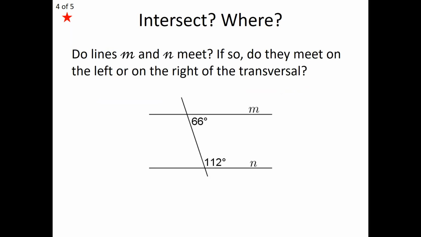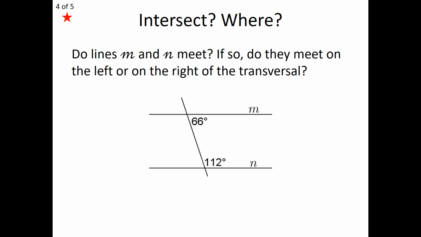Let's take a look at another type of example where we can use our parallel consequences to help us answer these. Actually, in this case, it would be a parallel test. See, the question in this diagram below asks this: do the lines M and N intersect? Well, if they do, on what side of the transversal will they intersect? Will they intersect on the left or on the right?